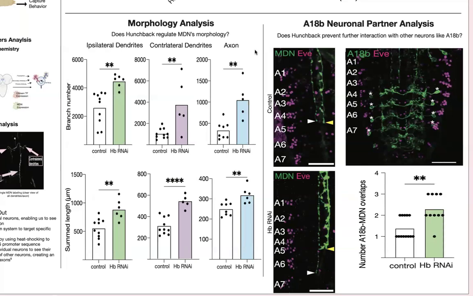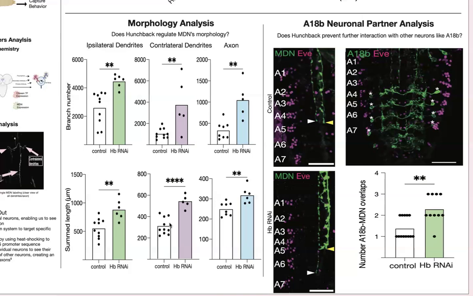So the ipsilateral dendrites, contralateral dendrites, and the axon. What we were looking for specifically is branch number, which just means how complicated or bushy the dendrites and axons are. And then we also wanted to see summed length, which is essentially just how long it is. For both the ipsilateral and contralateral dendrites, we saw a significant increase from control in branch number, and also a significant increase in the axon branch number. In addition, we saw a significant increase when Hunchback is knocked down in the summed length of all three of these anatomical landmarks.